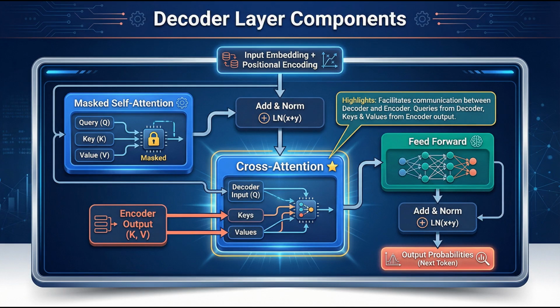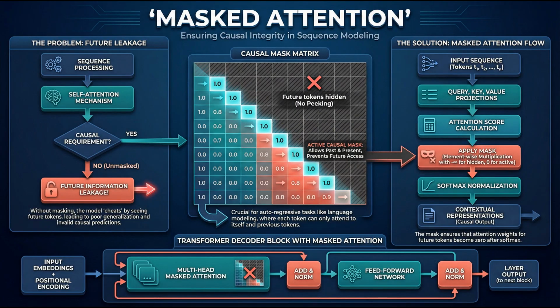Moving to the decoder. It looks similar to the encoder but has a critical third sublayer, cross-attention. Also, its first self-attention layer is modified to be masked. Let's see why. During training, we feed the target sentence into the decoder. But we can't let it cheat by seeing future words. We apply a causal mask, setting attention scores for future positions to negative infinity. This ensures position 4 can only attend to positions 1, 2, and 3.